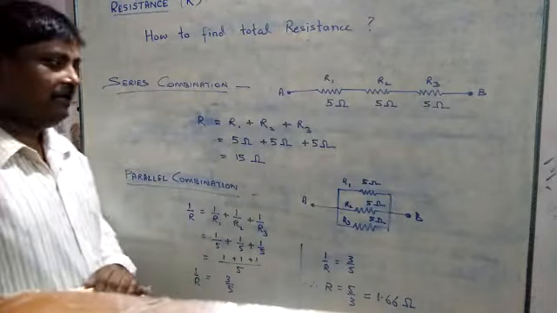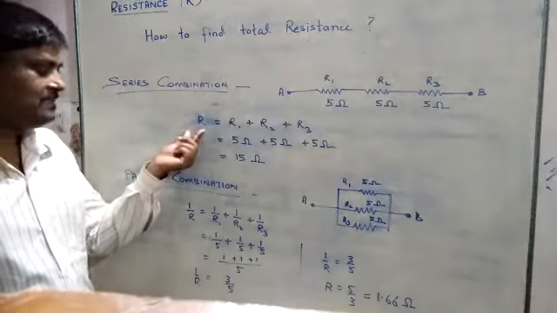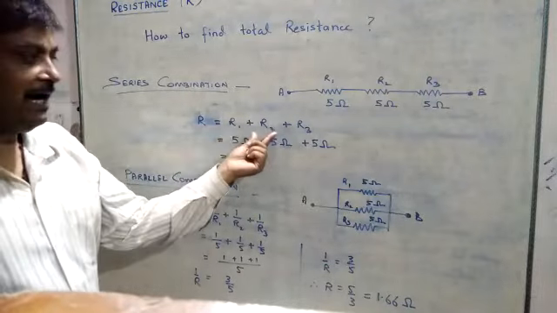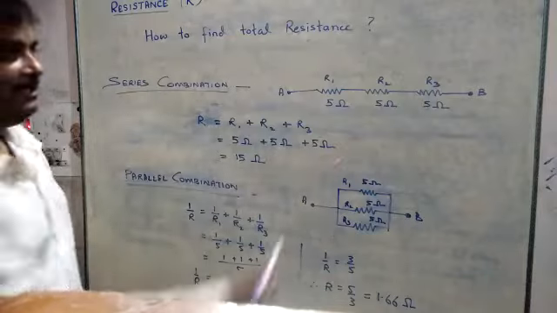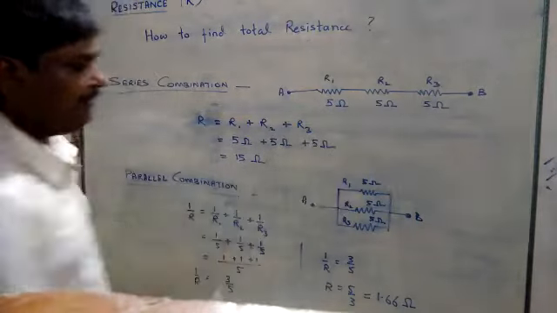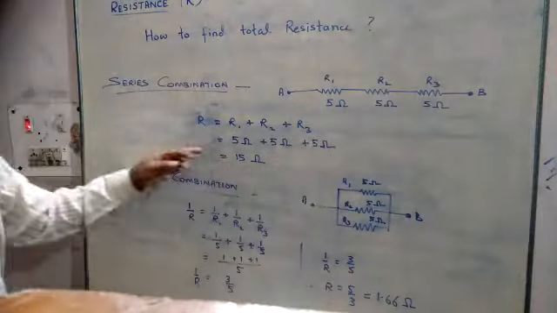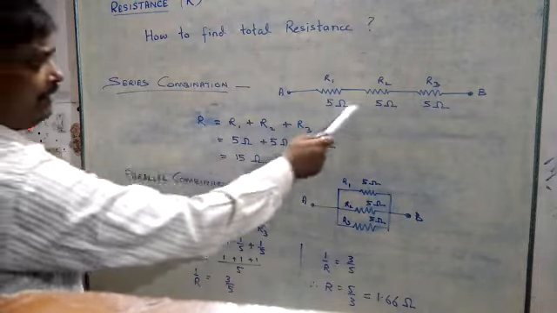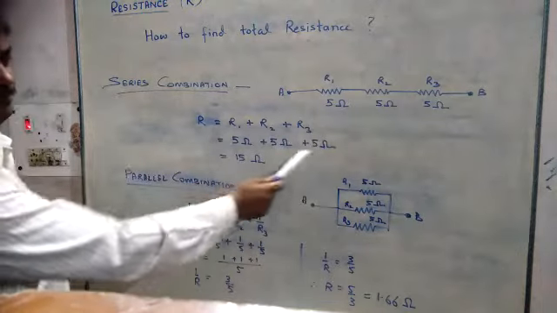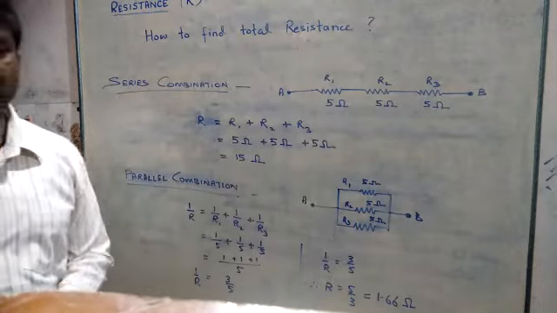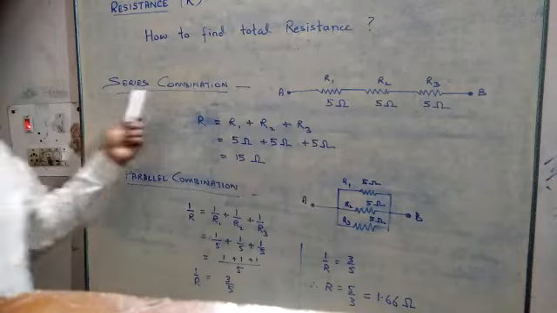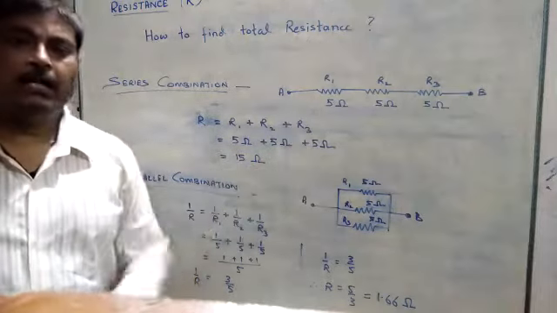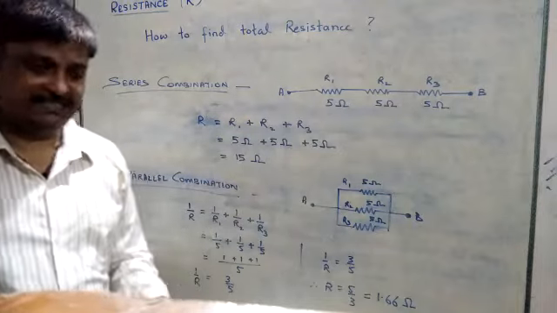To find the total resistance in series combination, the formula is total resistance R equals R1 plus R2 plus R3. There are three resistances R1, R2 and R3, and we will simply add all of them. That is 5 ohm plus 5 ohm plus 5 ohm, which gives a total of 15 ohm. So in series combination it will be a total of 15 ohm. We are simply adding the given resistances.